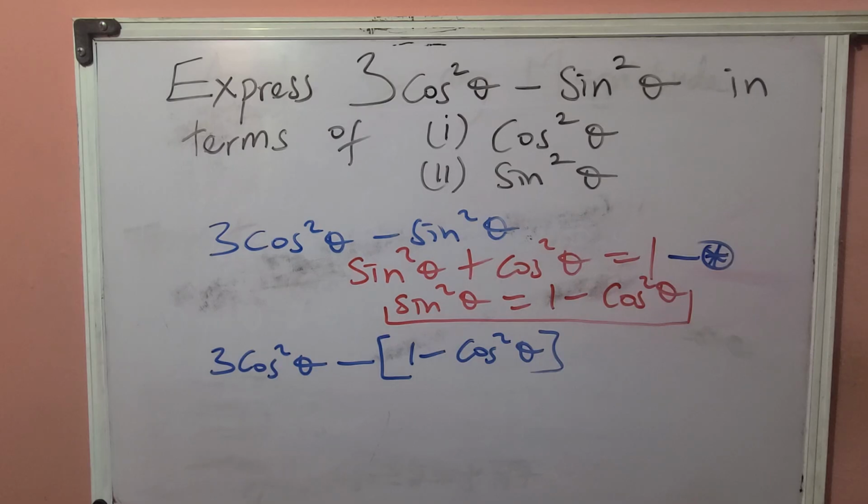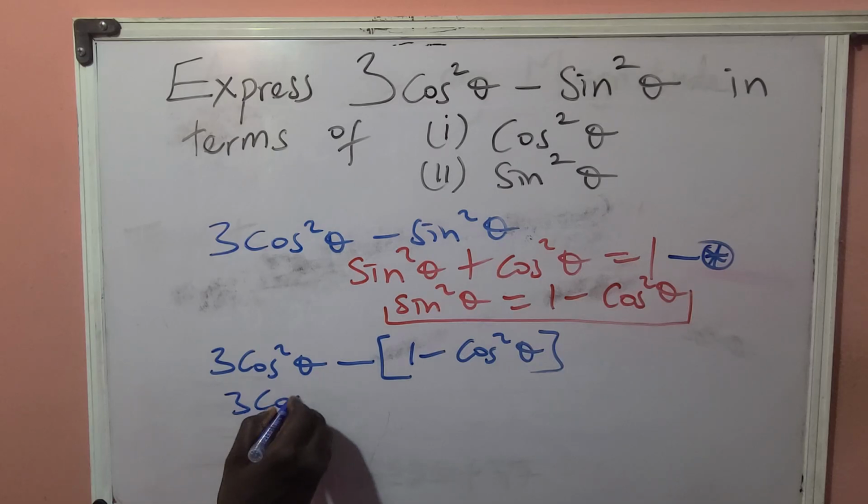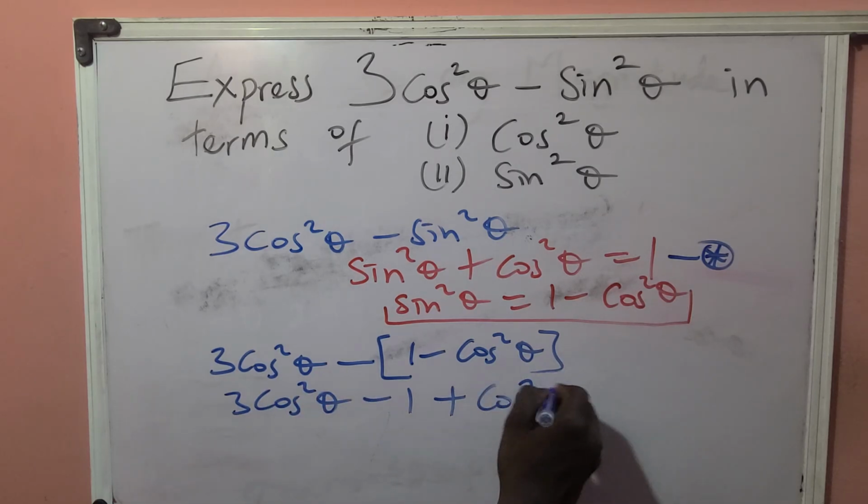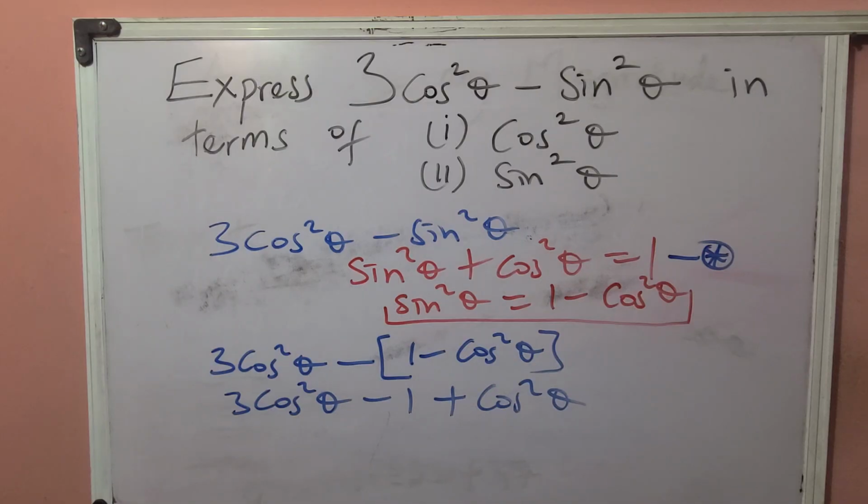Don't forget the use of your bracket is very important in questions like this. Always learn to use your bracket very well. So from here, I have 3 cos squared theta minus 1, then plus cos squared theta. If I decide to simplify this, I can see this is 3 cos squared theta. This is just 1 cos squared theta.